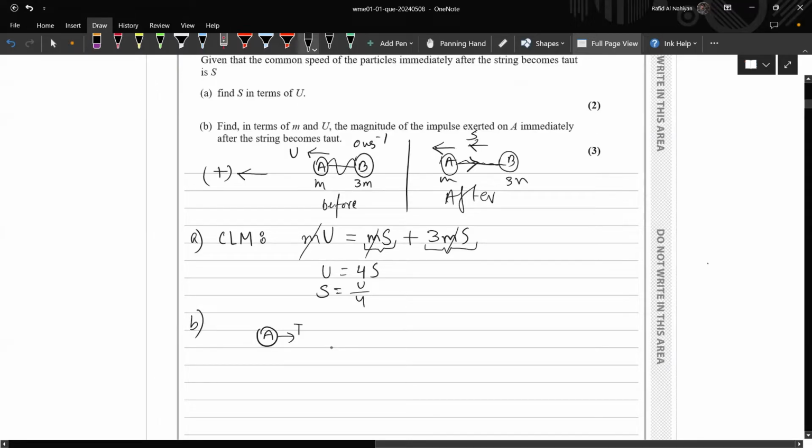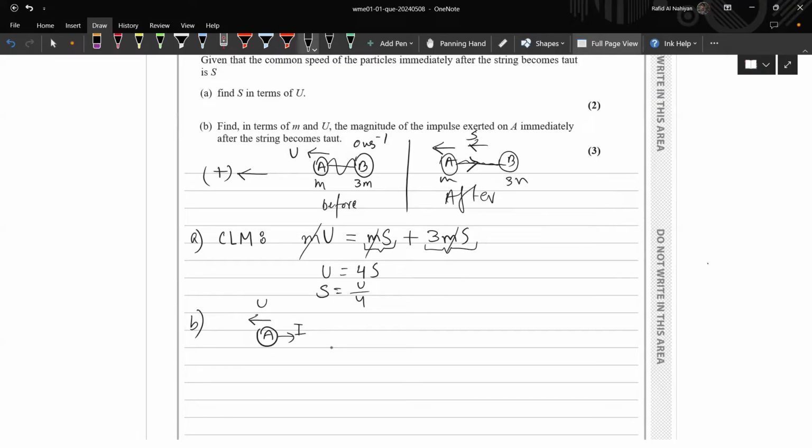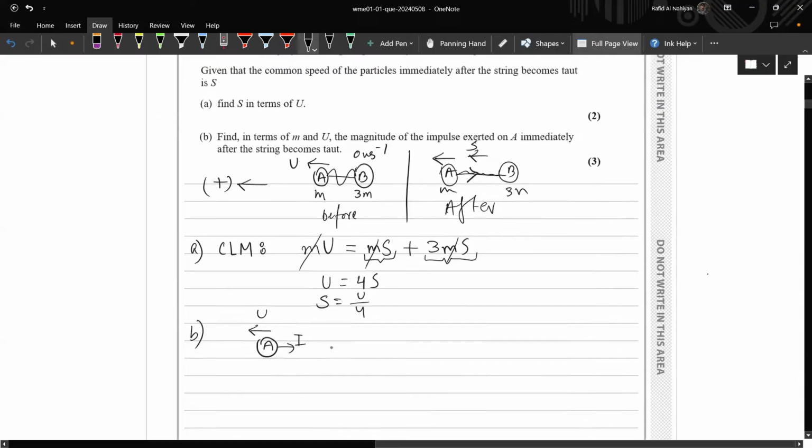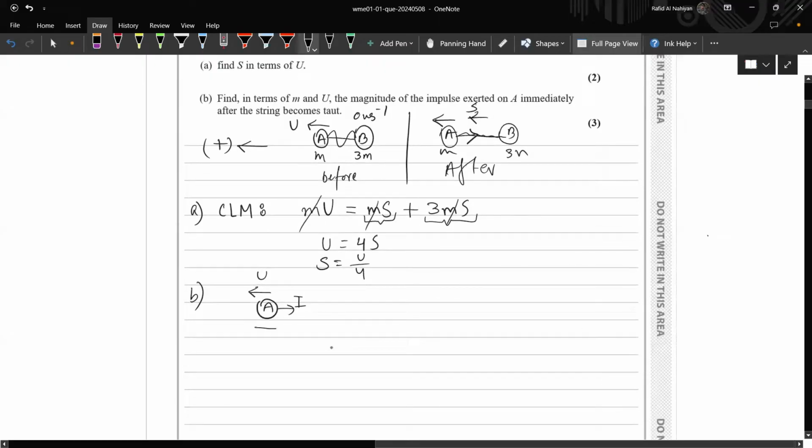Okay, so this is my impulse, and I know that the initial velocity was u, and the final velocity is s, right? And it's still in this direction. It has to be in this direction. Okay, so that's s. And what do I know about s? I know that s is u by 4. Okay, I'm just writing s in terms of u. Now I can construct an equation. I know that impulse is mv minus mu. v is the final velocity, u is the initial velocity.